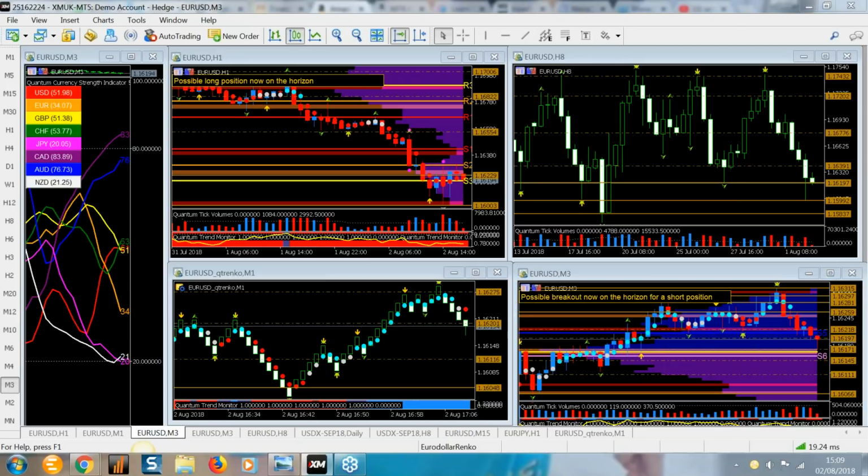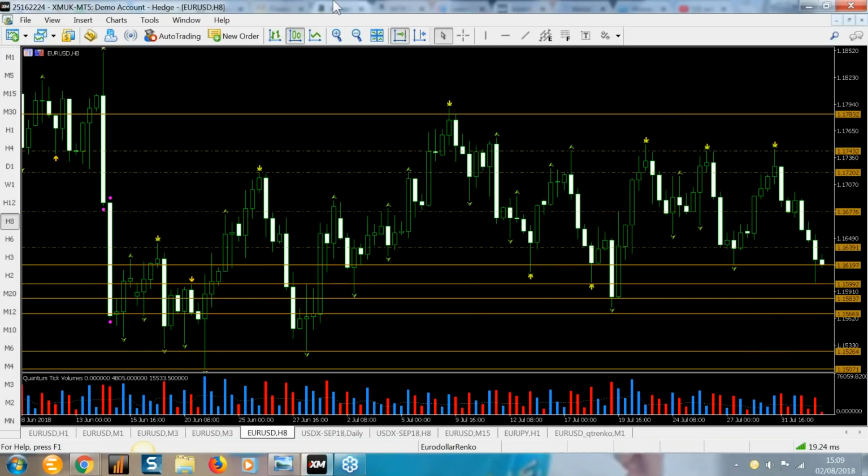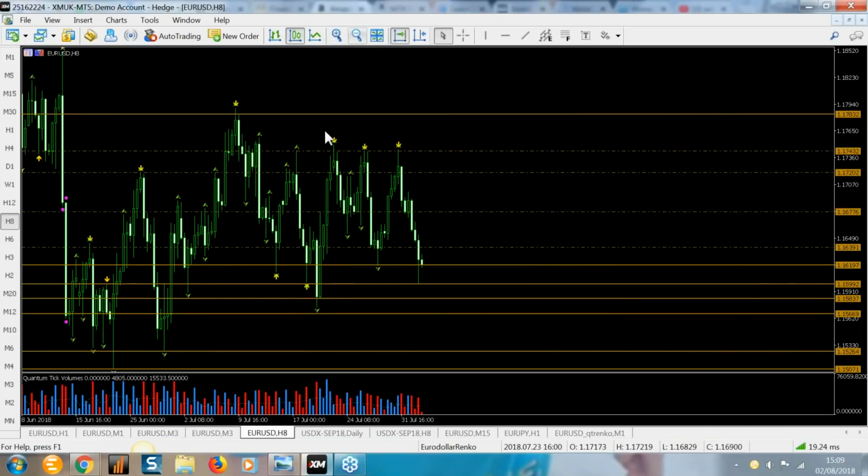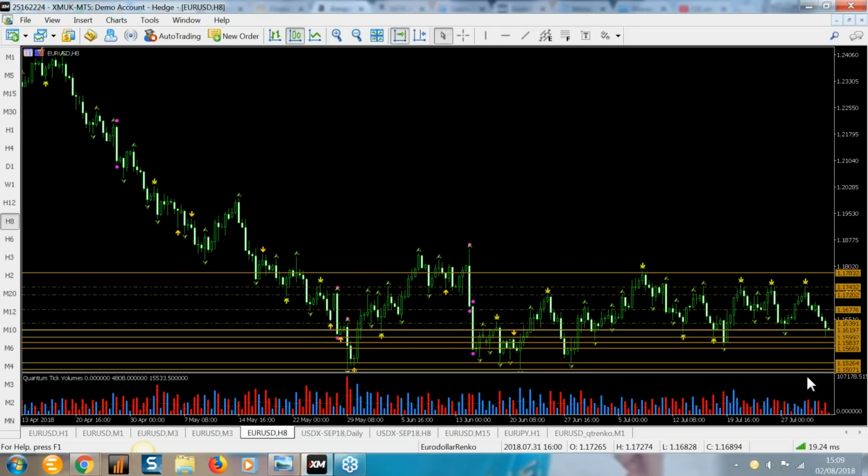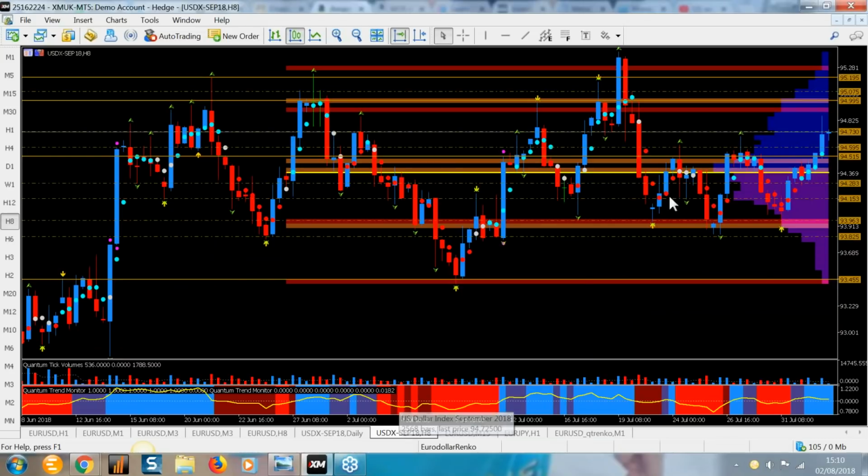Okay, we've just come back to my screen. This is actually my workspace for Eurodollar, because I just wanted to highlight again to go back to the structure. If I just reduce that down, here we are. Again, we're looking at a congestion phase for Eurodollar. It very much reflects what you will see in the dollar index. I've actually got a version of the futures contract of the dollar index on this demo account. This is XM, and it works really, really well.